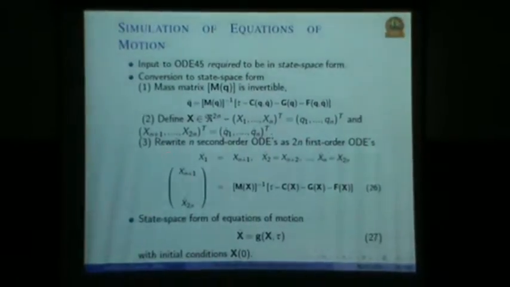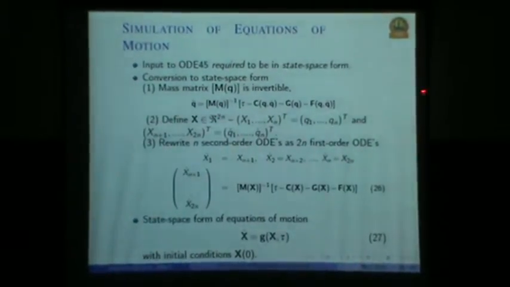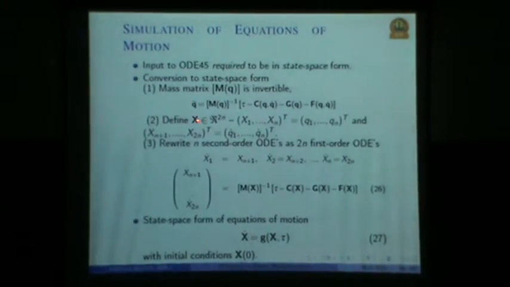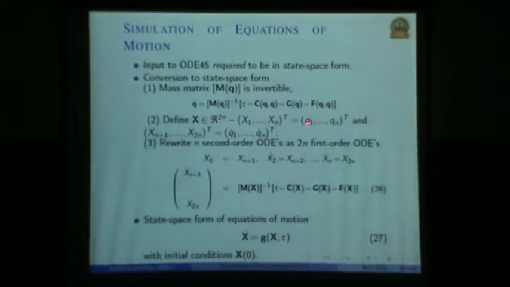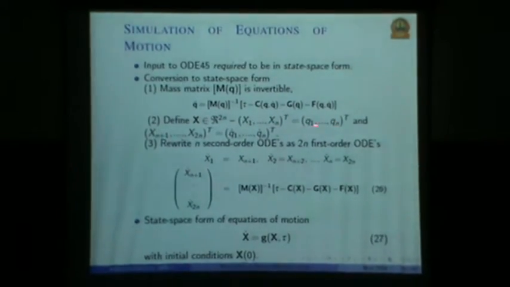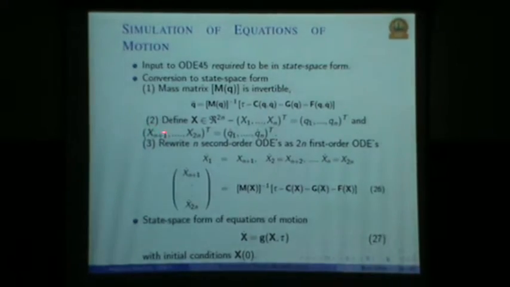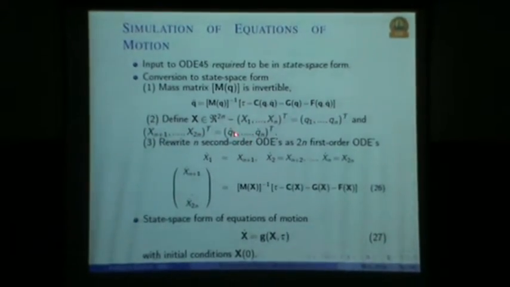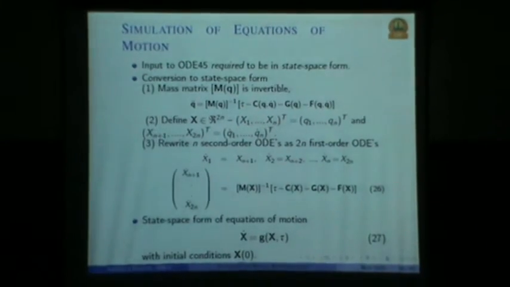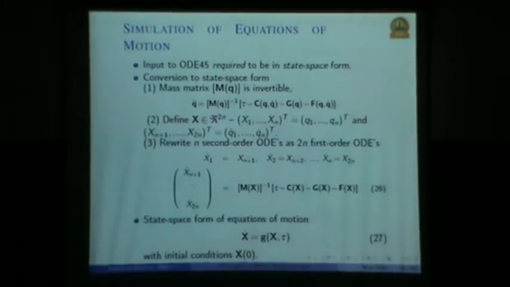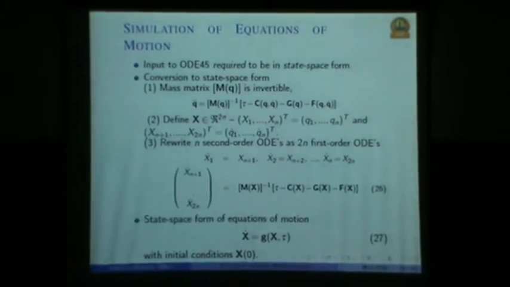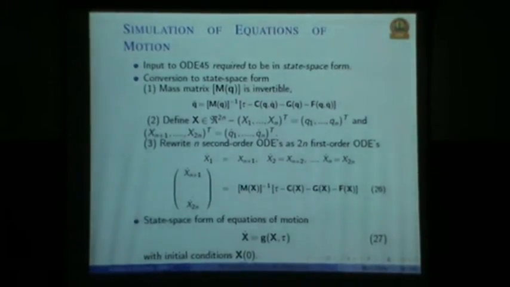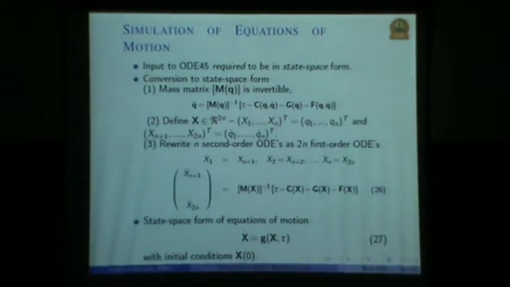So what do we do? MATLAB doesn't understand this form. We define a set of new variables, x1 to xn, which are nothing but q1 through qn, and another n variables, xn plus 1 to x2n, which are q1 dot to qn dot. This is sometimes called a state space formulation. So you have position and velocity as two new variables. Instead of using acceleration, you say q and q dot.